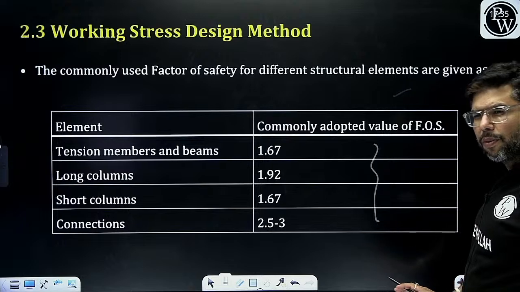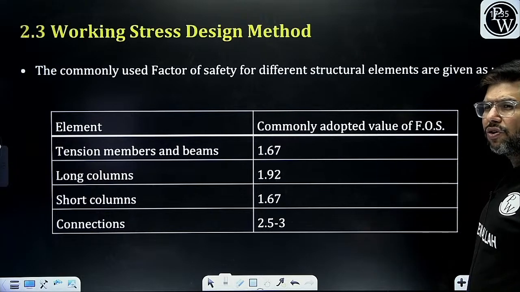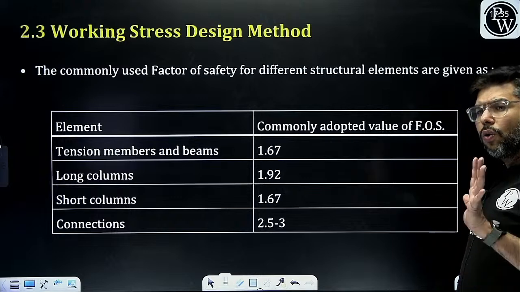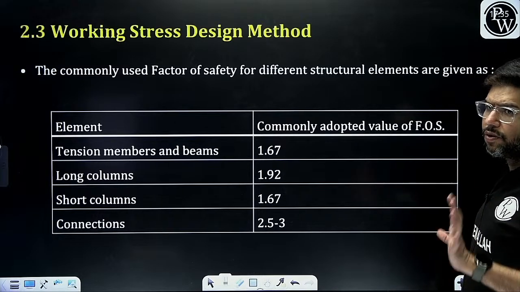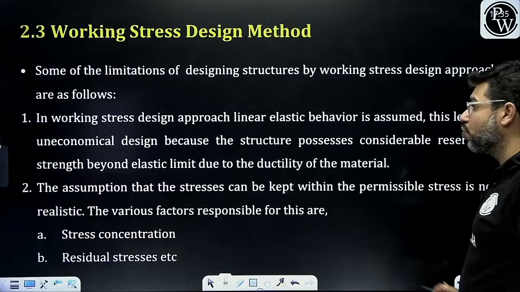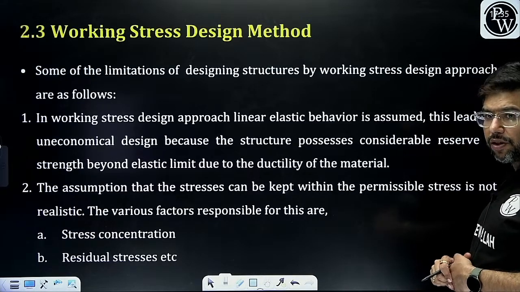This you do not have to remember, not required, because in your syllabus working stress design is not there. In GATE only limit state design method questions will be asked. So, do not worry, these factors of safety you do not have to remember, I am just showing what is the problem with the working stress method of design.